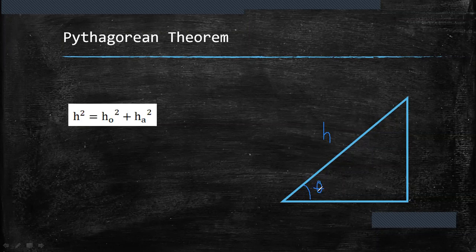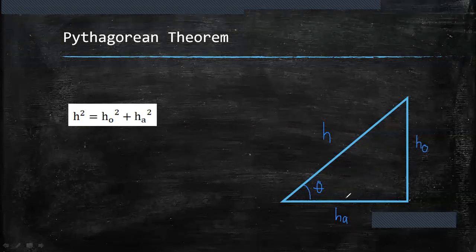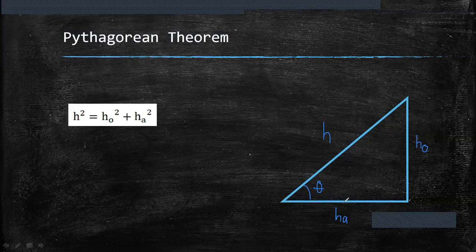we can now define that this side is h_o, or the opposite side, and this side is your adjacent side. Now, when you have two sides given, we can solve for the missing side of a right triangle.